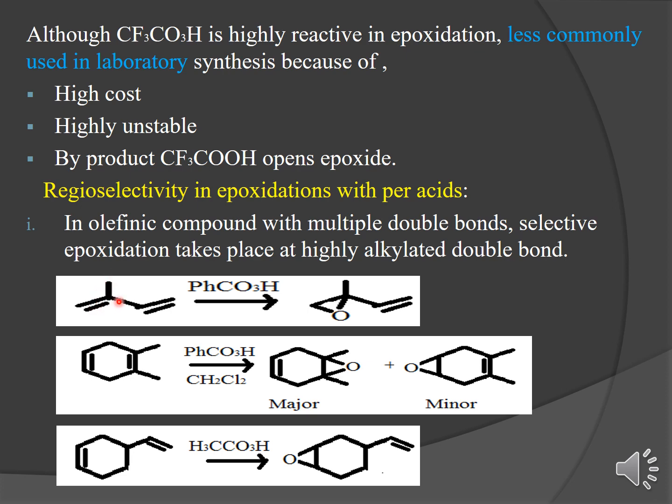Because here it is a highly substituted site, and the other is a sterically hindered site. So whenever it is a case of regioselectivity of olefinic compounds, the epoxidation of the double bond will take place at the highly substituted one.